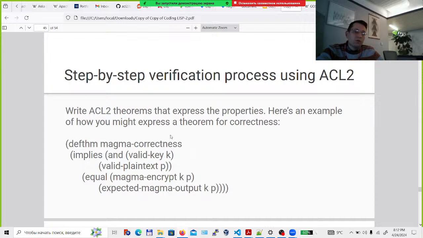Here's an example of how you might express the theorem for correctness for these kinds of chips. We define the Magma correctness theorem. It's formulated as follows. If we have a valid key and a valid plain text as a precondition, it's the same as in ACL2. It should be encoded in predefined functions inside Common Lisp rather than Verilog. And using SV expressions for embedding Verilog in ACL2, we can validate this theorem using some tactics from the SV book or just the SV framework.